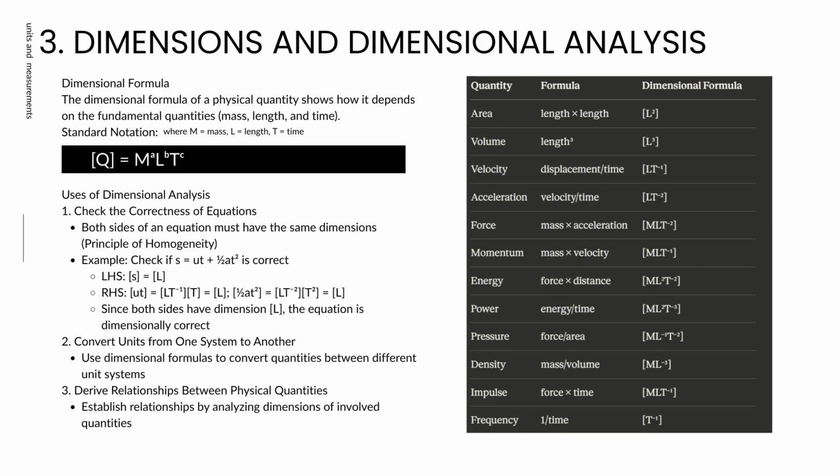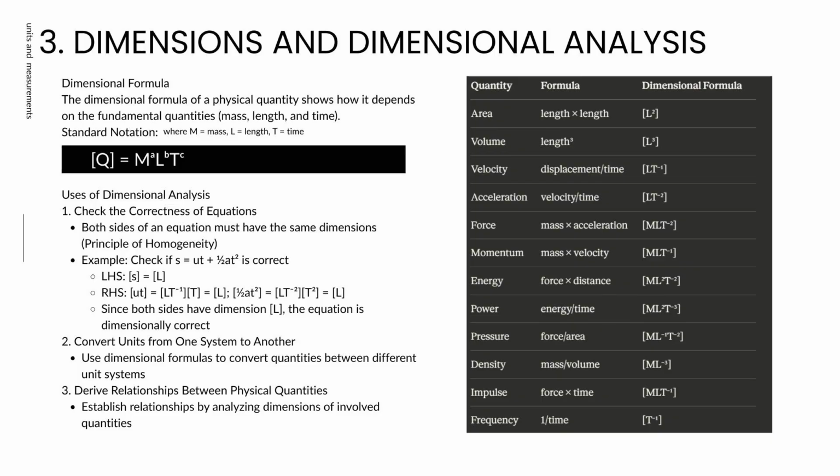So we have quantities like area, which is length times length, L raised to power 2. Volume, length times breadth times height, L raised to power 3. Velocity, displacement over time, that's distance with the direction over time, that's L T raised to the power minus 1. Acceleration, L T raised to the power minus 2. Force, mass times acceleration, M L T raised to the power minus 2. Momentum, mass times velocity, that's M L T raised to the power minus 1. Energy, force times distance, that's M L raised to the power 2 T raised to the power minus 2. Power, energy over time, M L raised to the power 2 T raised to the power minus 3.